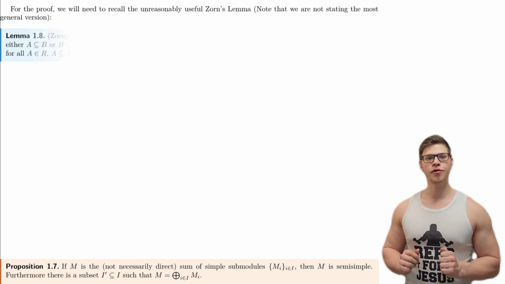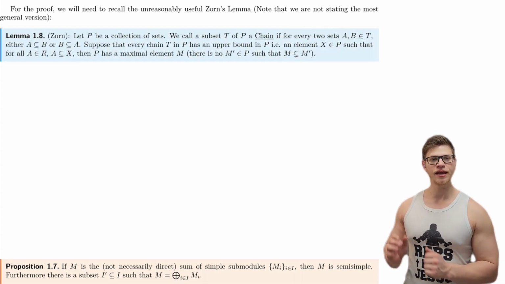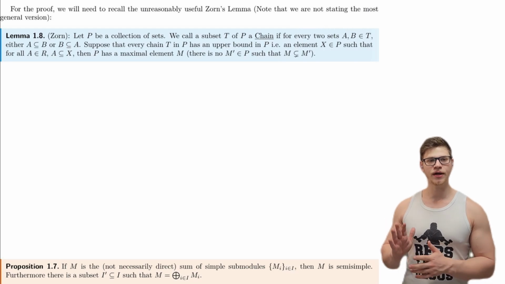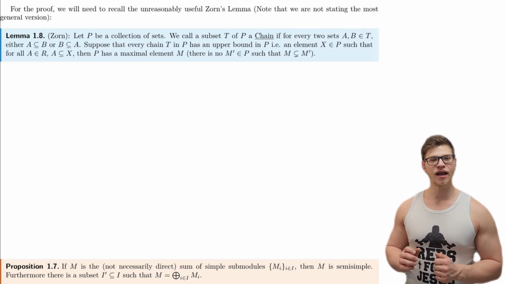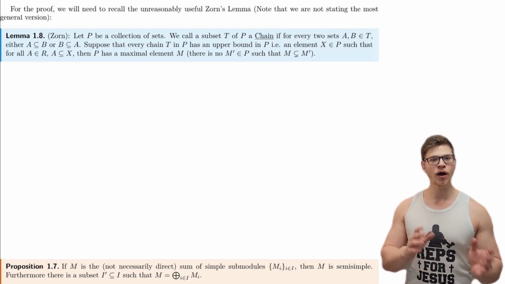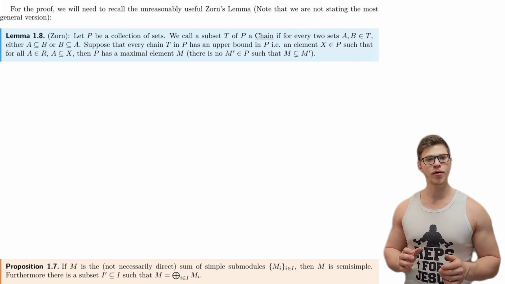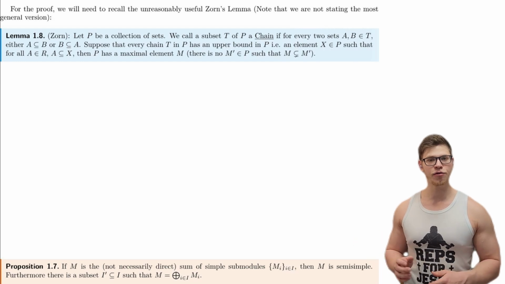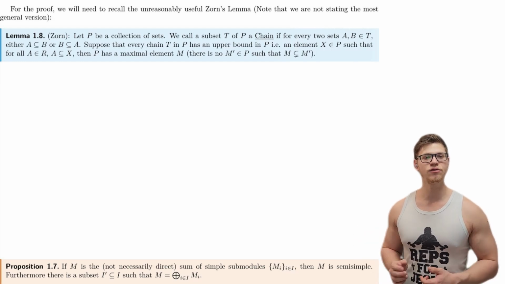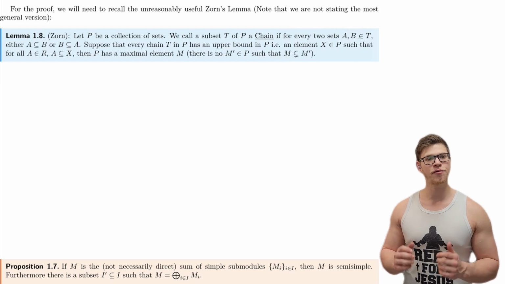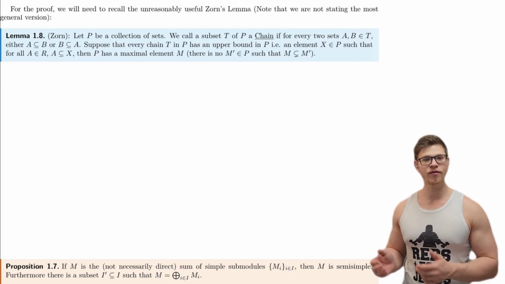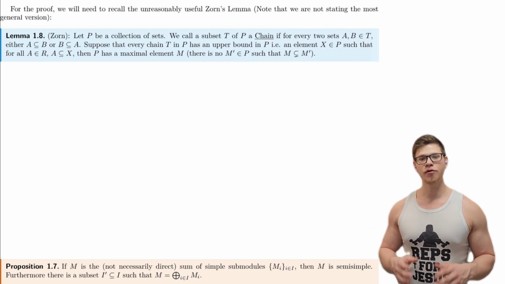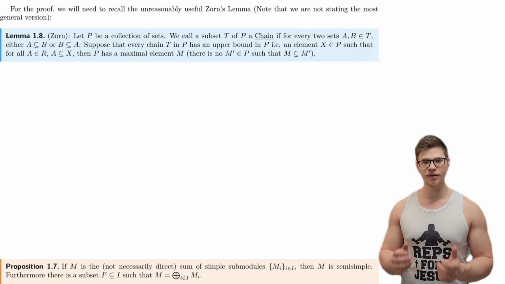So Zorn's lemma says that if we have a collection of sets P, which we think of as being partially ordered by inclusion of sets, we call a subset T of P a chain if for every two sets in T, one is contained in the other. So suppose that every chain has an upper bound in P, i.e. an element x of P such that every element of the chain is contained within it. Then P has a maximal element, M, which means that there is no element M' of P which properly contains M. So M is not contained in any other element of P.